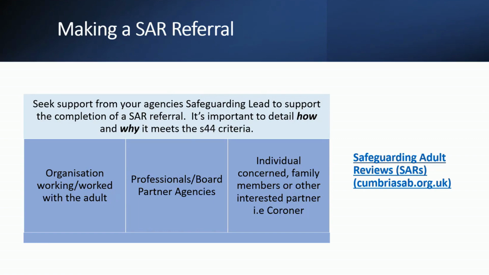So, making a SAR referral: if you feel you've got a case that you've supported that might require a safeguarding adults review, you can request this by completing a referral to the Safeguarding Adults Board, and there's a link on the slides that can navigate you to that. For support, contact your own agency safeguarding lead, and complete the referral. You would need to ensure the details of how and why the person's circumstances meet Section 44 criteria for safeguarding, and ensure that you detail the individual's concerns, those of family members and all the interested parties, or any organisations that have worked with or are working with the adult, and professional and board partner agencies that are involved with the person.